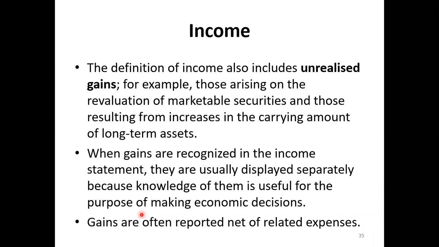If they are not separating between the revenue and the gain, then the user is unable to get a clear picture of the organization. Therefore, the conceptual framework guides us to display them separately. Gains are often reported net of related expenses. So gains are not reported like this: how much the value of the asset, how much the cost, how much depreciation. Not that way. They show only the final amount. They are not disclosing how much they sold, how much cost, how much profit. They show only the final profit. But the normal course of business activities are shown in detail, whereas gains are not normal course of business. Therefore, they are put in the net value.